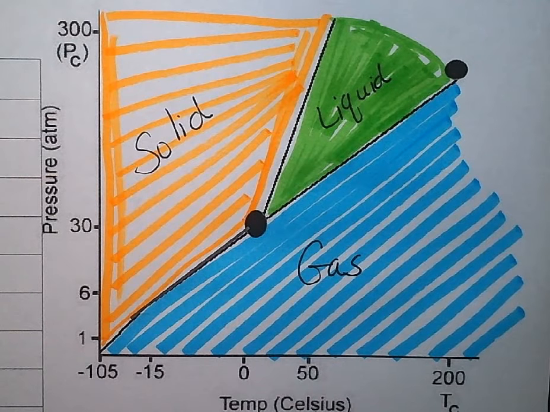So if I give you a temperature of negative 15 degrees Celsius and I give you a pressure of 30 atmospheres, can you tell me what state of matter this substance is in? Solid. Very good. Just like X and Y. So that point would be right here in the orange section because your X would be negative 15, your Y would be 30, where they meet would be in the orange. So it would be a solid.